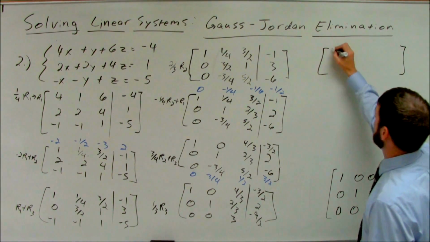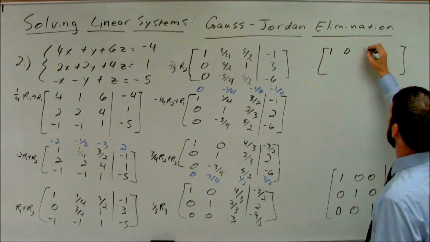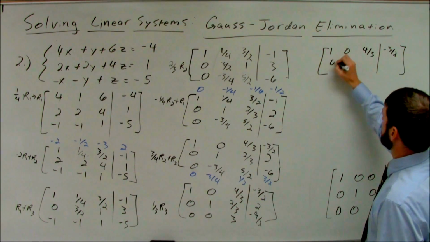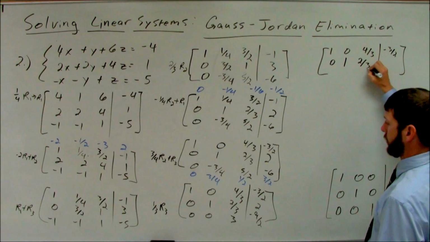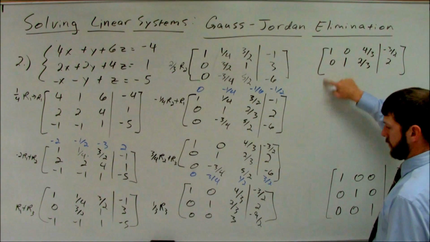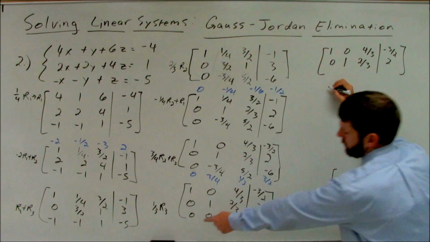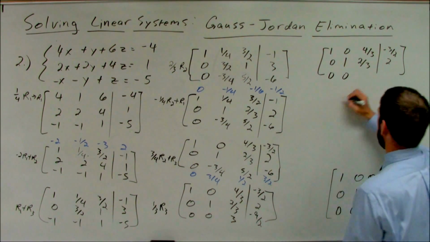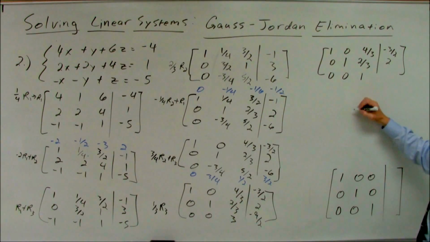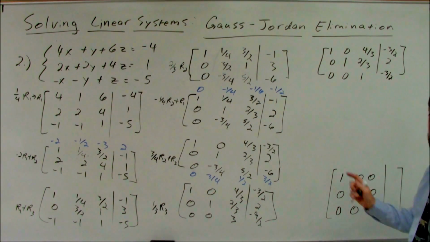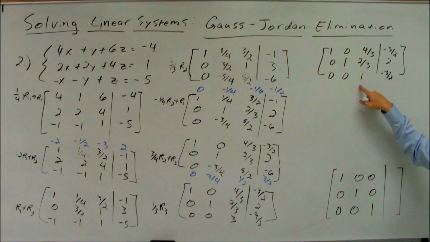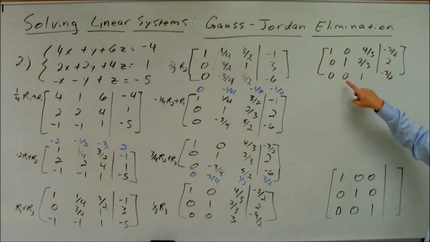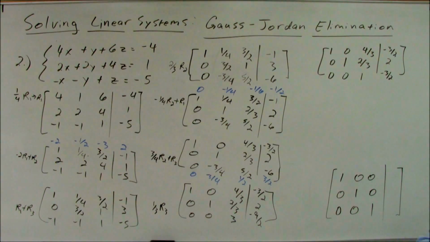All right, so row 1 didn't change. 1, 0, 4/3, negative 3/2. 0, 1, 2/3, and 2. And then the row 3, 1/3 of 0 is 0, 1/3 of 0 is 0, 1/3 of 3 is 1, 1/3 of negative 9/2 is negative 3/2. So we actually know what z is. 0x, 0y, and 1z equals negative 3/2.